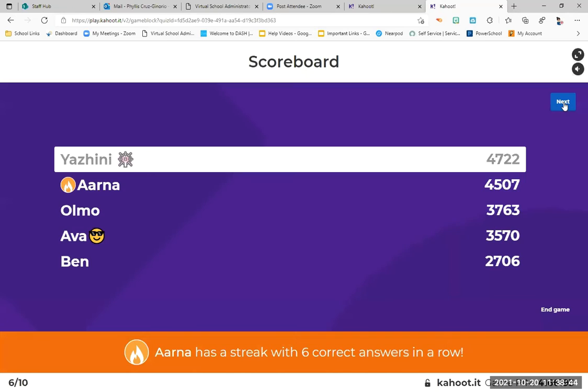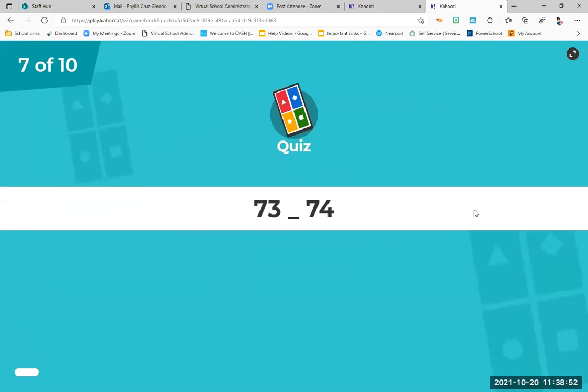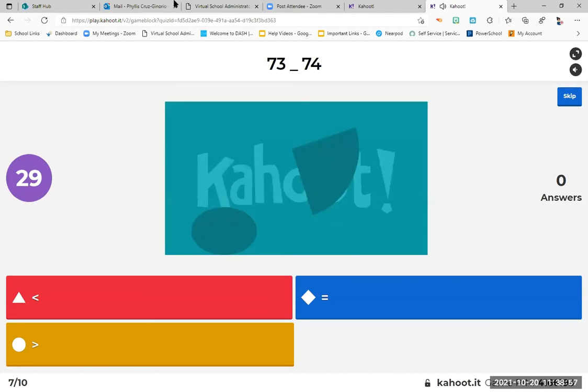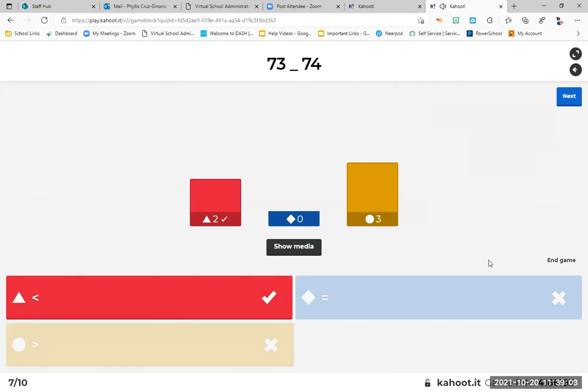Let's do the next one. Look at those scores. Arna's on fire. Look out. Here comes the next one. Can you figure it out? No, I am not subtracting. I'm comparing. Which way should the shark, alligator mouth go?